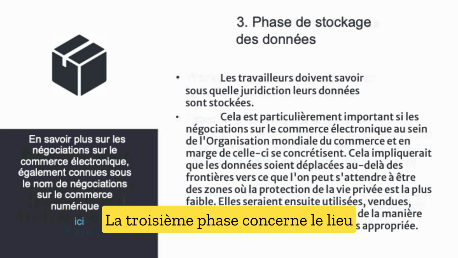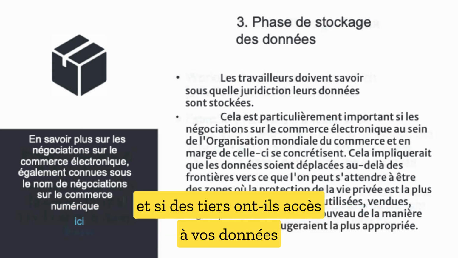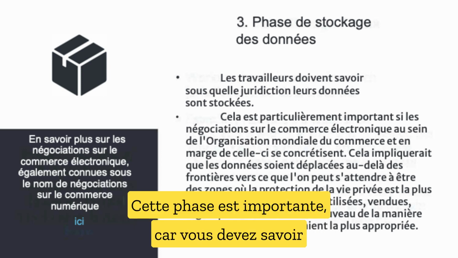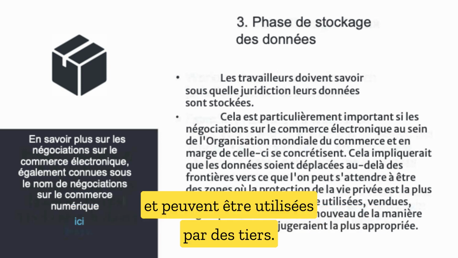Phase 3 is all about where the data is stored and who else has access to it, i.e. under which jurisdiction is your data stored, and are there third parties who have access to your data so they can use it for other purposes. This phase is important as you need to know whether your personal data is moved to other jurisdictions and can be used by other parties.